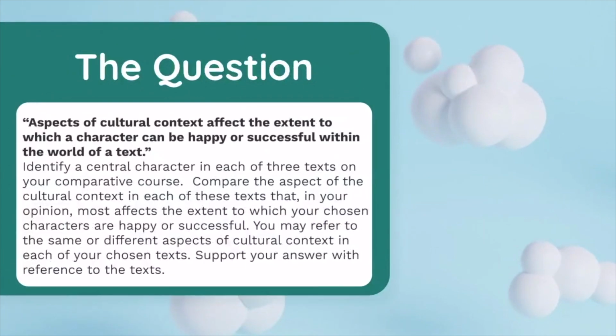So the question then: aspects of cultural context affect the extent to which a character can be happy or successful within the world of a text. So questions often start with a little quote like this, and then there's quite a lengthy description, as well as a lengthy question which follows. And it's really important to read each part of this carefully. Look how long the question is. You need to spend time breaking down the question. So let's pull out what's important out of this particular question.